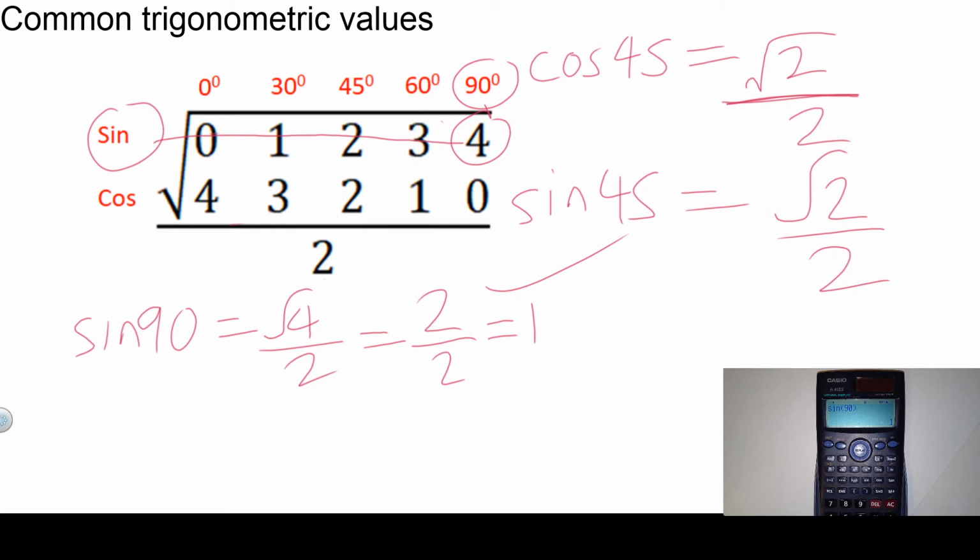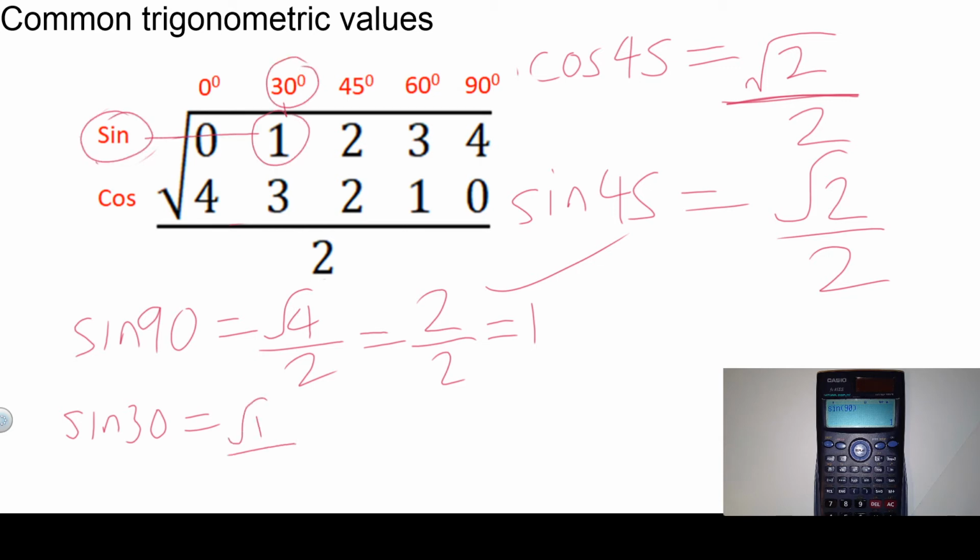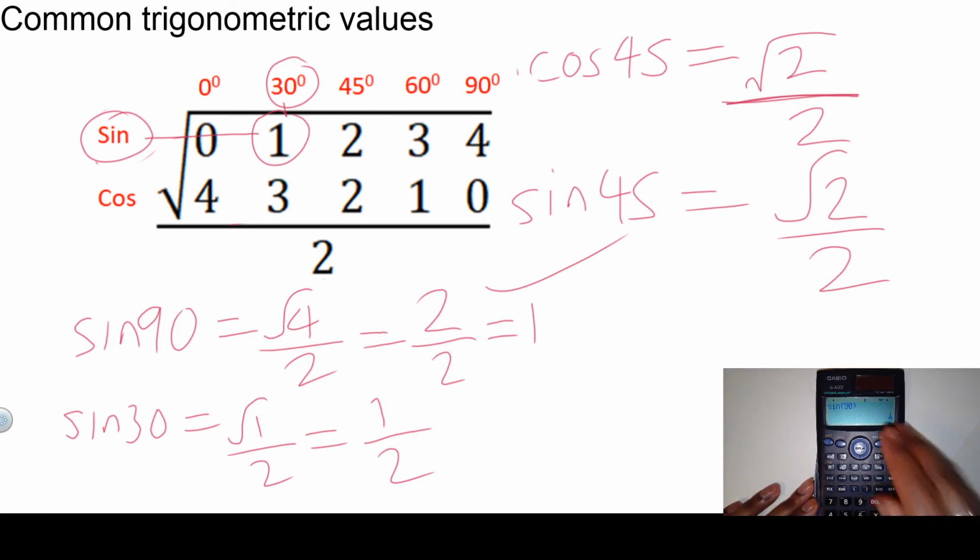Let's go for one more. Let's try sine 30. Sine 30. Here's sine, here's 30. So that's root 1 over 2. But we know square root of 1 is just 1. And the denominator stays the same. So sine 30 is a half. So if you look on the calculator, sine 30 does give you a half.